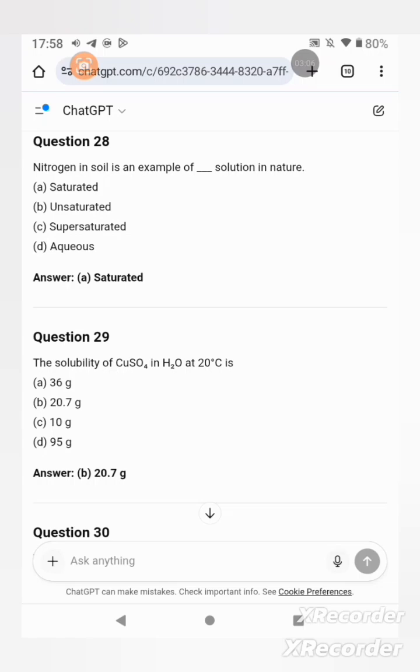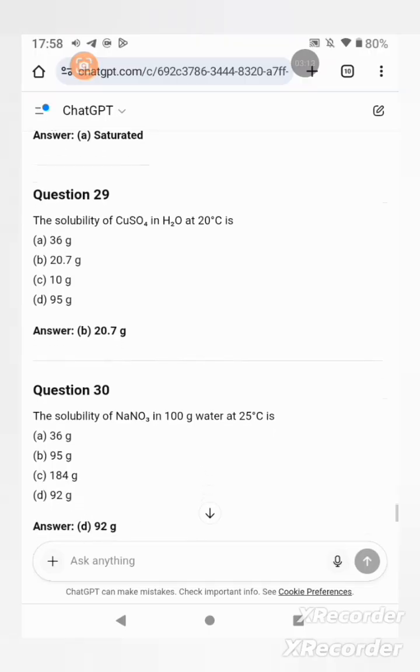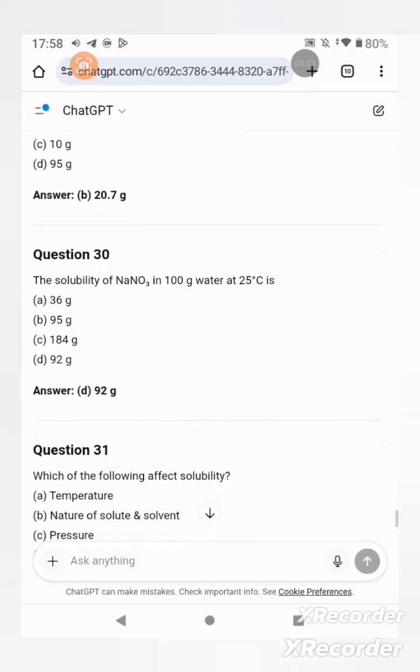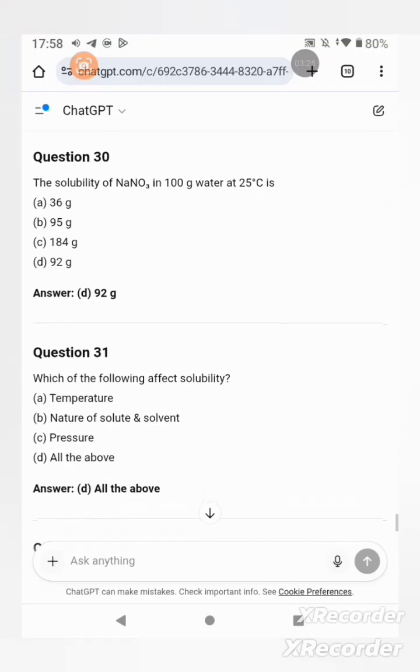Question 28. Nitrogen in soil is an example of a solution in nature. A. Saturated, B. Unsaturated, C. Supersaturated, D. Aqueous. Answer: A. Saturated. Question 29. The solubility of CuSO4 in H2O at 20 degrees Celsius is A. 36 grams, B. 20.7 grams, C. 10 grams, D. 95 grams. Answer: 20.7 grams.